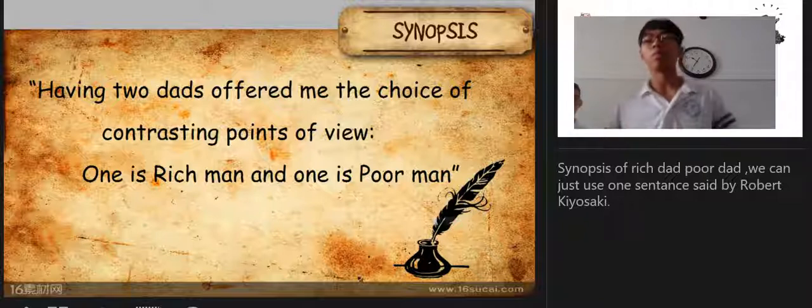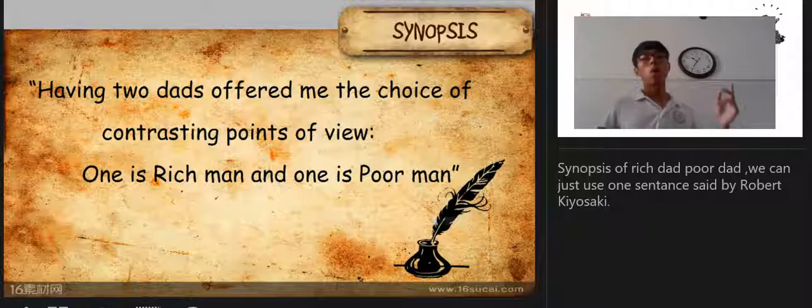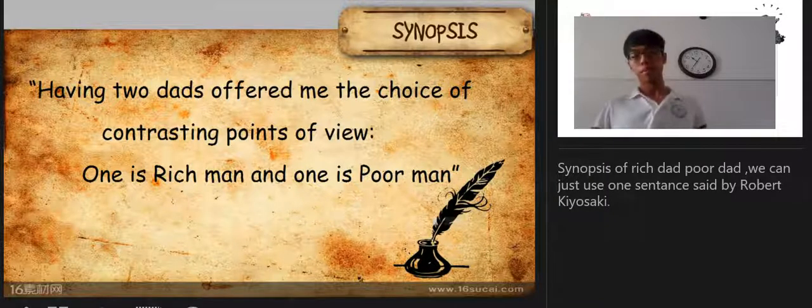Okay, the synopsis of Rich Dad Poor Dad. We can just use one sentence said by Robert Kiyosaki. Having 2 dads offered me the choice of contrasting points of view. One is a rich man and one is the poor man.